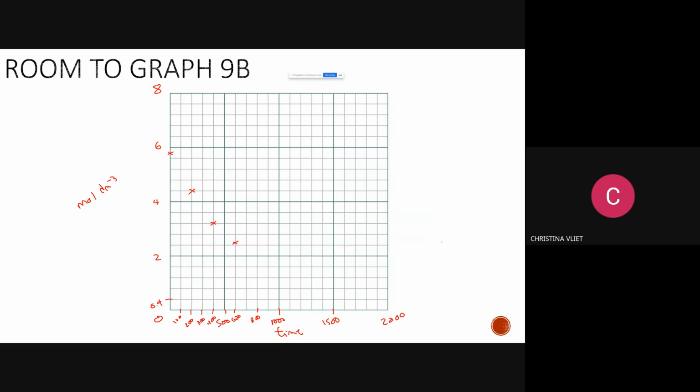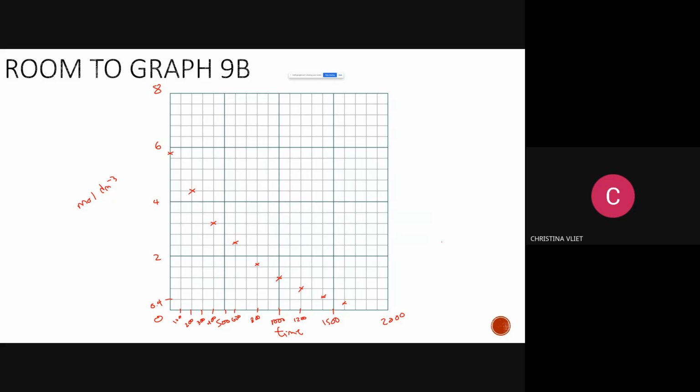800, 1.7. 1,000, 1.2. 1,200, 0.8. 1,400, 0.5, that's here. And then 1,600, 0.3, that's there. All right, so that's the general shape of the graph you should have. Is that what you got? Something that looks like that?